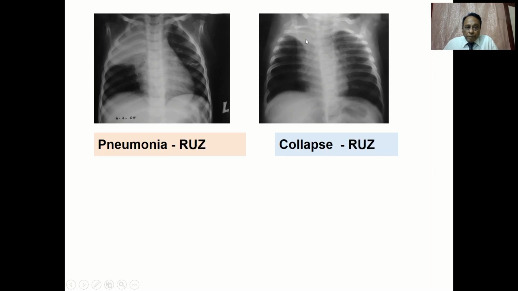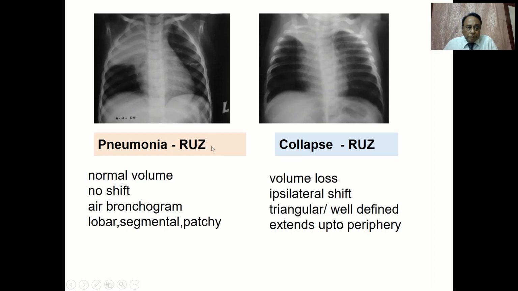What is the difference? You should know how to differentiate between pneumonia and collapse, though both conditions produce density. In pneumonia, it's a normal volume. There is no reduction of the volume and it may not cause shift. Sometimes we can see the air bronchogram, and it may involve the entire lobe or segment. Whereas if collapse is happening in the right upper lobe, there is a volume loss.